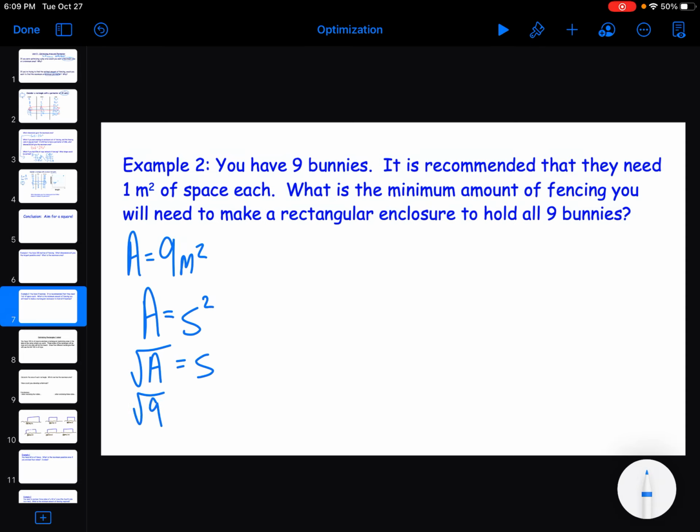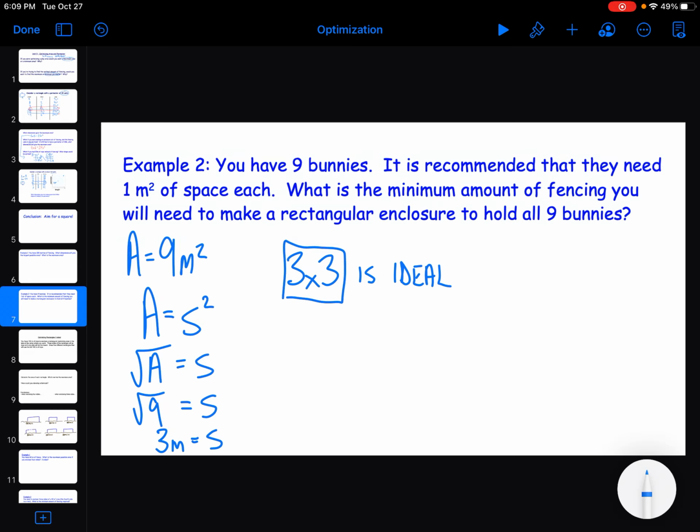And in this case, it's the square root of 9 equals s. That's going to be 3 meters. So then 3 by 3 is ideal. And if you're concerned that you're not right, just multiply them together. 3 times 3 is 9. That's going to give us the optimal area. So 3 by 3 is there.